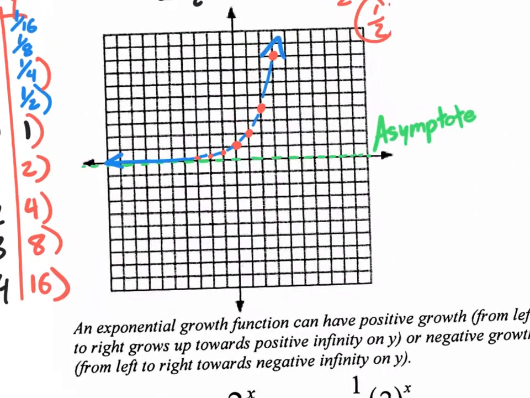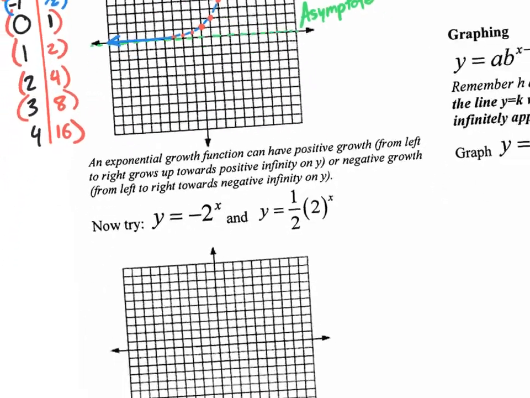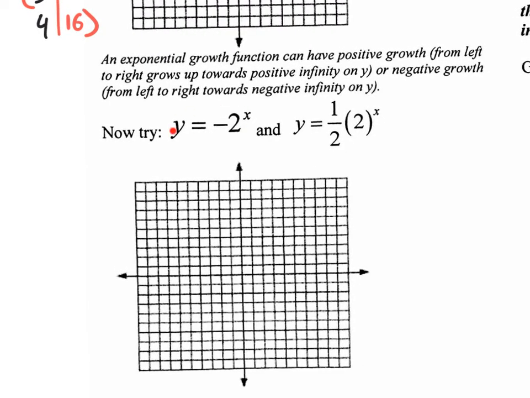And growth could be from left to right, growing away from the asymptote in a positive direction, or from left to right, growing away from the asymptote in a negative direction. That's still growth, even though it's growing in a negative direction. All right, so let's actually take a look at this guy right here, and let's make an XY table for it, and let's graph it.